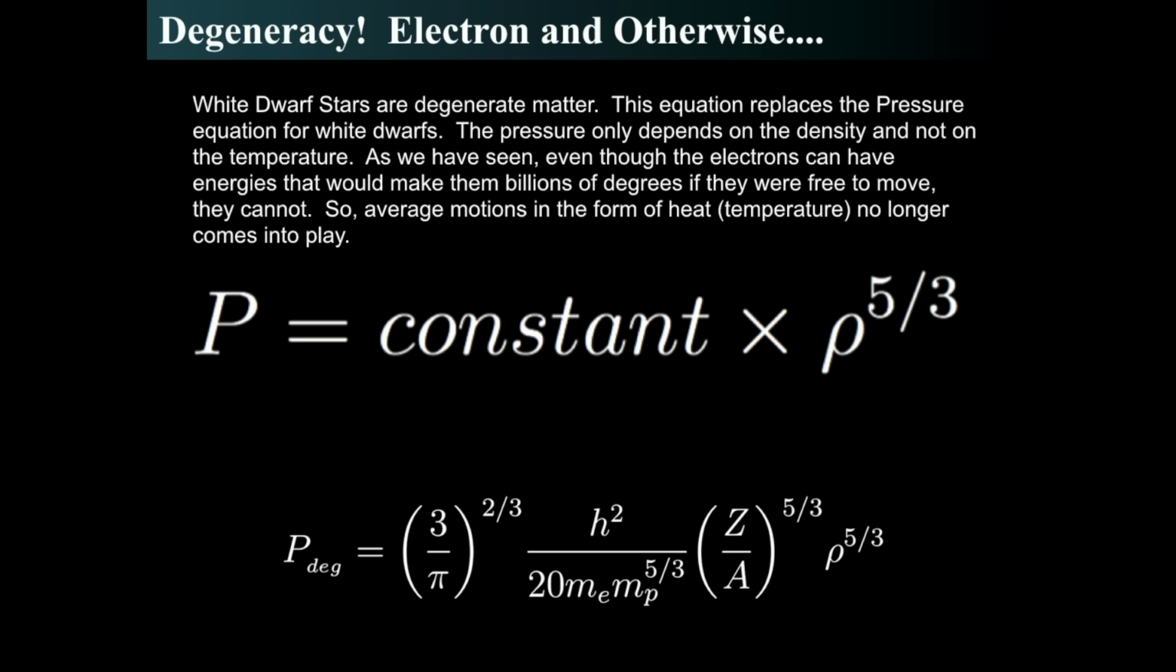Don't worry about that. That's just what you'll find if you go hunt around on Wikipedia. It's based off of the mass of the electron, the mass of the proton, and Z over A, the ratio of the atomic number to the total number of particles, to the 5/3 power. And there's a pi and an h, which tells you it's a quantum effect. But basically, the pressure goes as the density to the 5/3 power.